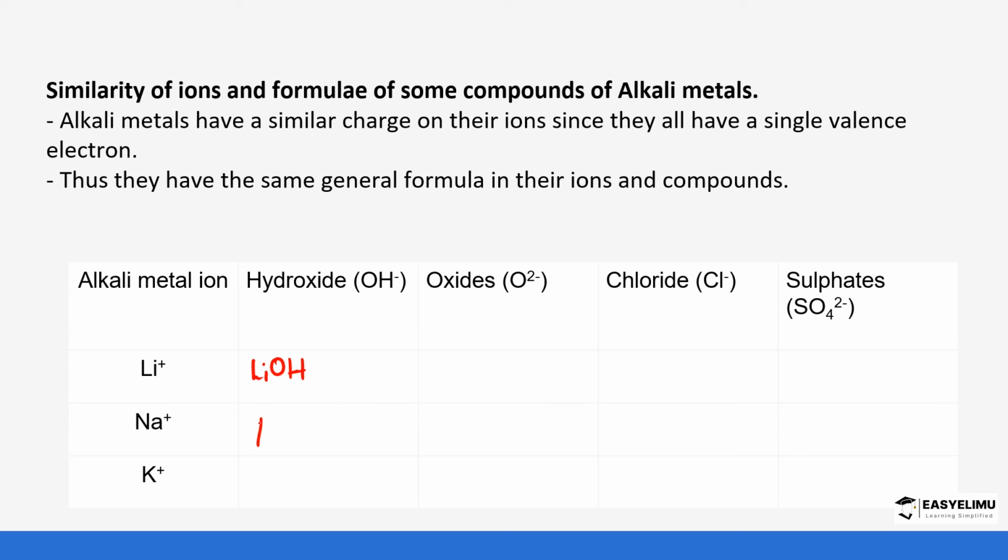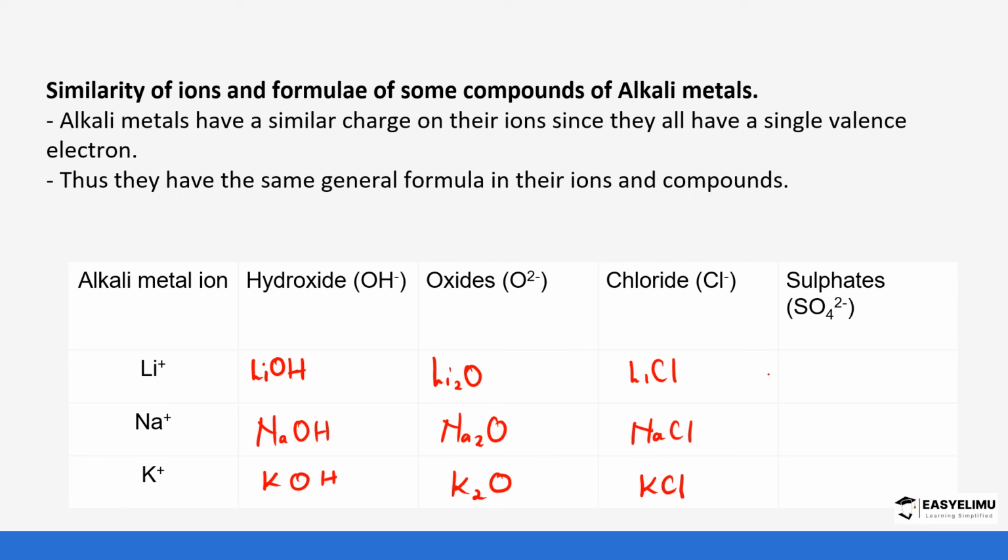If it's sodium, it's going to be the same. You notice their valencies are the same. So if it's lithium oxide, it's going to be lithium with a 2O because the valency of oxygen is 2. Then sodium is going to be the same, and also potassium. For chlorine, since both of them have valencies 1, 1, it's going to be lithium chloride, then sodium chloride, then potassium chloride. And for sulfates, because they have a valency of 2 like oxygen, it's going to form lithium sulfate, then sodium sulfate, and potassium sulfate.